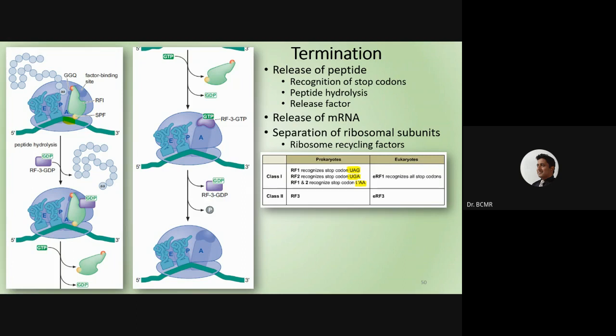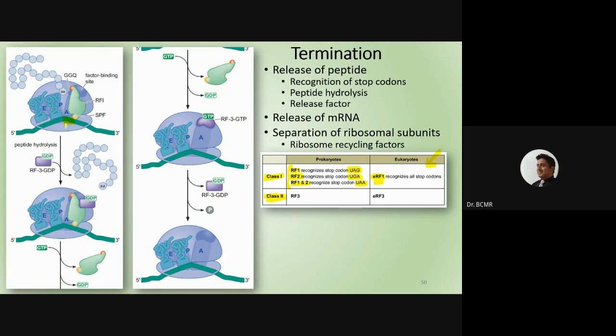There are two classes of release factors in prokaryotes, release factors class 1 and class 2. Class 1 are the ones that recognize the stop codons: RF1, RF2, and eRF1. In eukaryotes, it's simple because they have only one, eRF1. That means it recognizes all the stop codons. In prokaryotes, there are two, RF1 and RF2. UAG is recognized by RF1, UGA by RF2, and UAA by both RF1 and RF2.